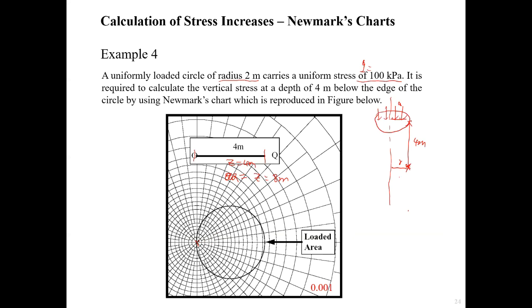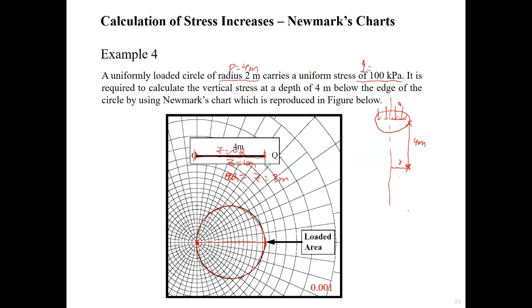We just plot the circular loading area on top of this chart, but the radius or diameter has to follow the scale of this chart. Here, this length is 4 meters. The radius is 2 meters, which means D is 4 meters. Also Z equals OQ equals 4 meters. So this diameter will be the same as this one. You have to follow this rule to draw your circle.